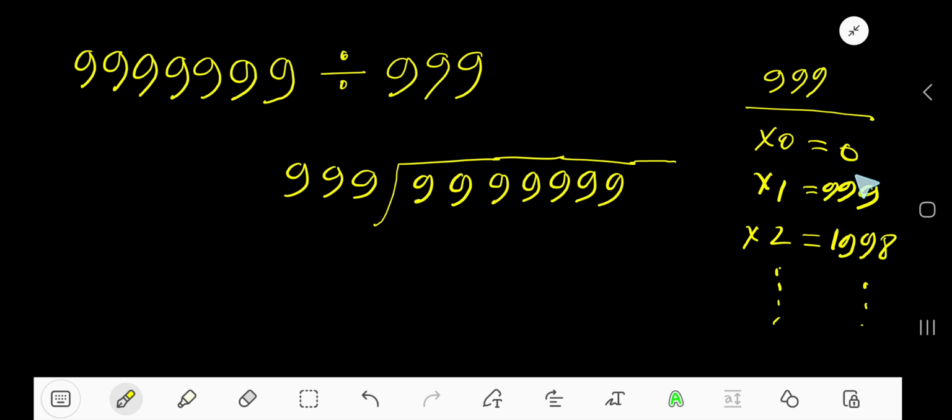0 plus 999, you will get this. 999 plus 999, you will get this. And this process will continue. Look, this is a divisor.